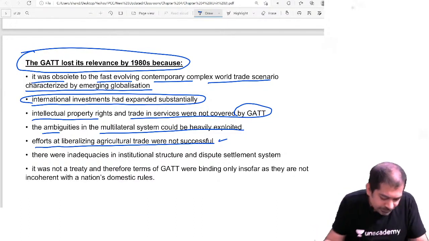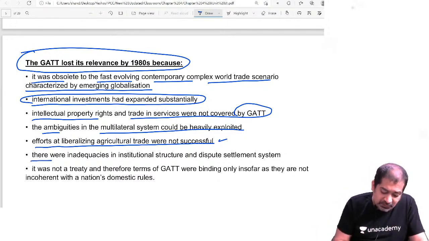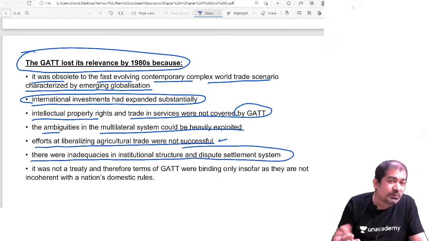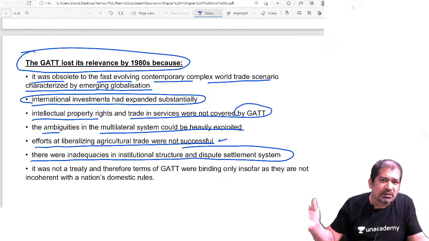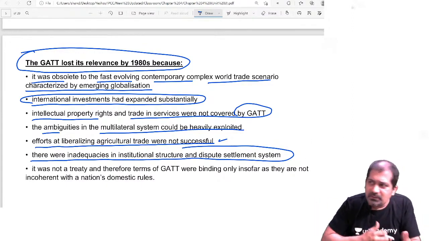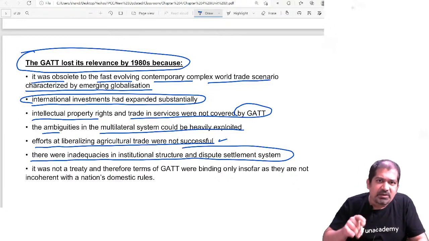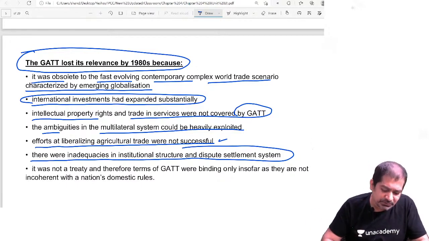Right? Then there were inadequacies in institutional structure and dispute settlement mechanism. It means there was no dispute settlement. Today, if one country is fighting with another country, there is a dispute, then all the countries will sit down together. There will be a discussion, a vote will be taken, and then the country will have to accept the resolution of the World Trade Organization.